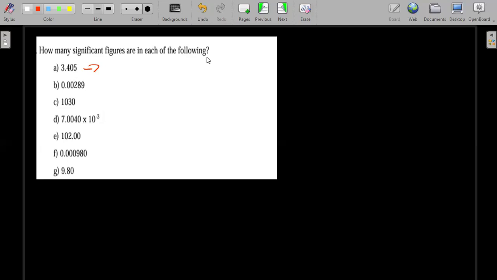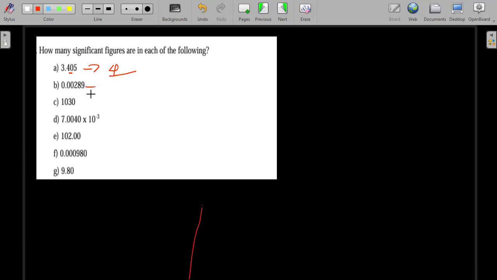How many significant figures are we having here? Yeah, so I think there are 4 significant figures, isn't it? True. We have a 0 here, and this 0 is in between non-zero numbers, so it's going to be significant in this case. So we have 4 significant figures.